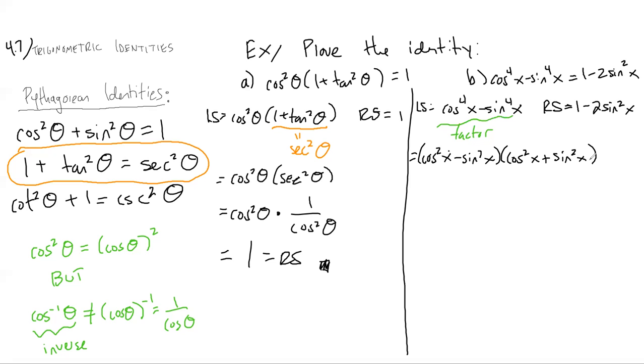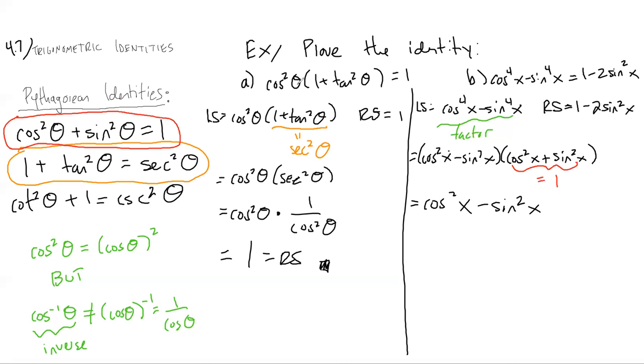And then what I can see here is that cos squared x plus sine squared x is in fact the original version of the Pythagorean identity. So this is equal to 1. That's nice, because then I just have cos squared x minus sine squared x. Now this doesn't totally look like the right-hand side, but it is sort of similar.